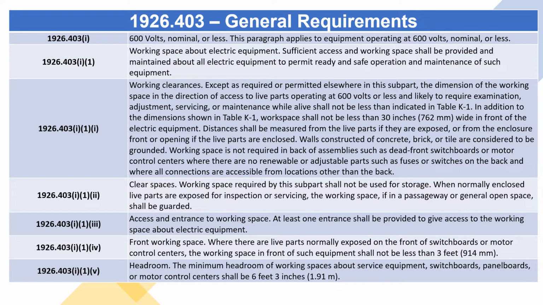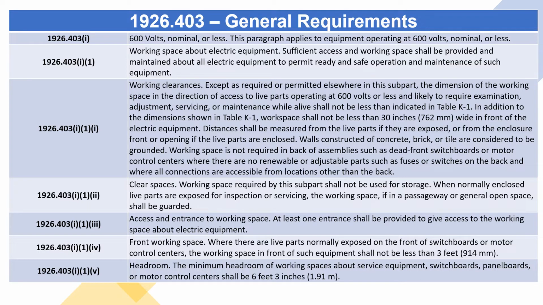1926.403(i) 600 volts, nominal, or less. This paragraph applies to equipment operating at 600 volts, nominal, or less. (i)(1) Working space about electric equipment. Sufficient access and working space shall be provided and maintained about all electric equipment to permit ready and safe operation and maintenance of such equipment.